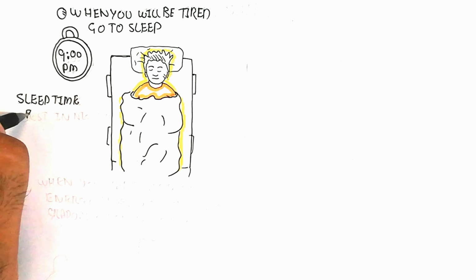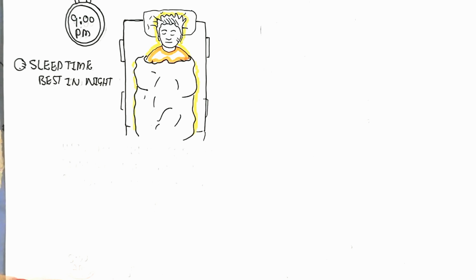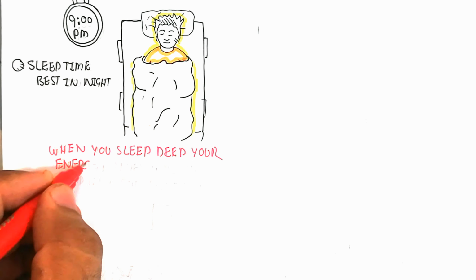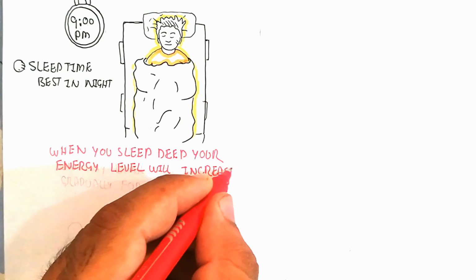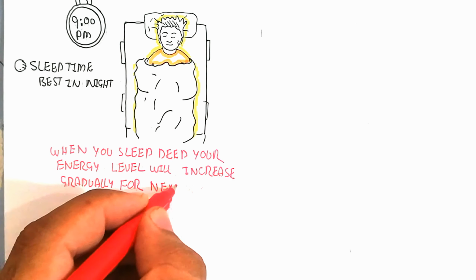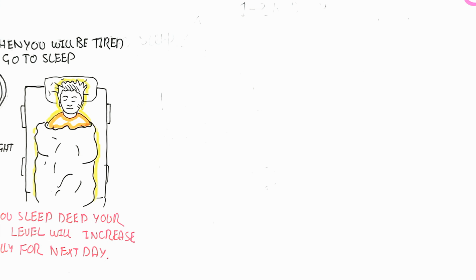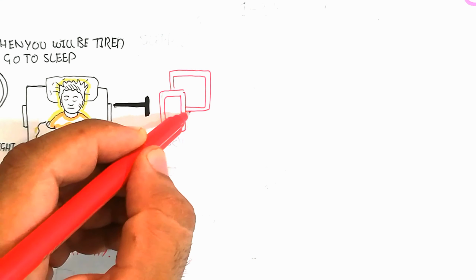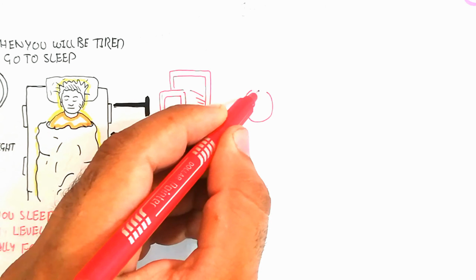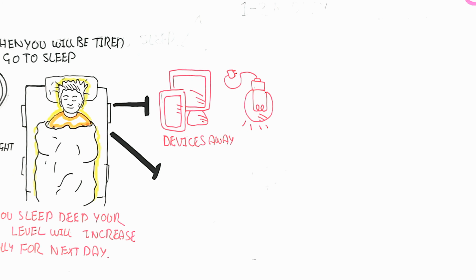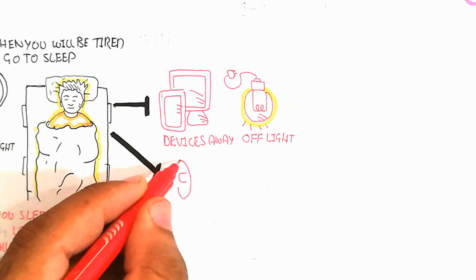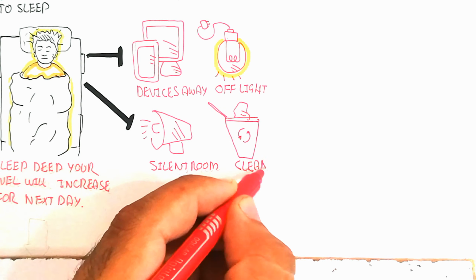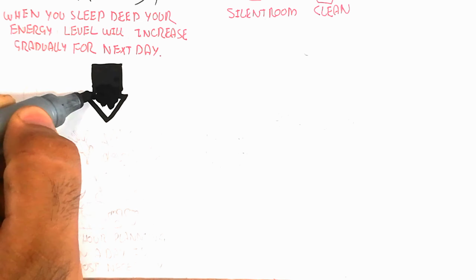Around 9 o'clock PM is the sleep time, the rest at night, and sleeping at night is best. When you sleep deeply, your energy level will increase gradually for the next day. So what should you do? Keep devices and light away from the room, and keep the room silent and clean, which provides deep sleep, depending on the habits and behavior of the person.